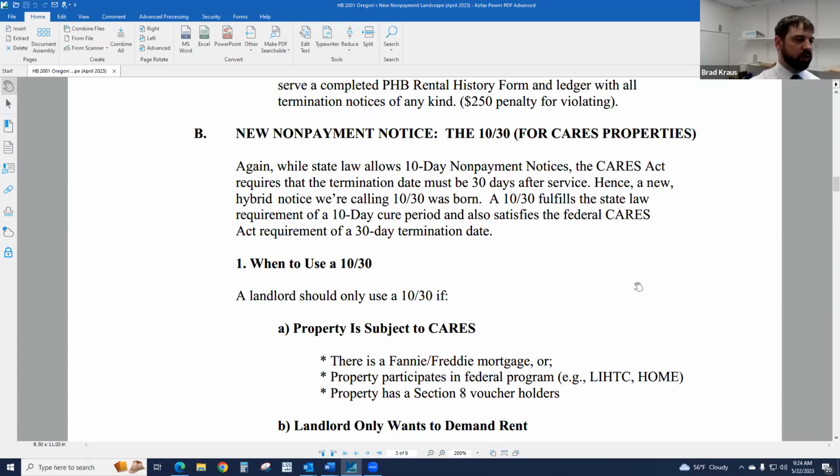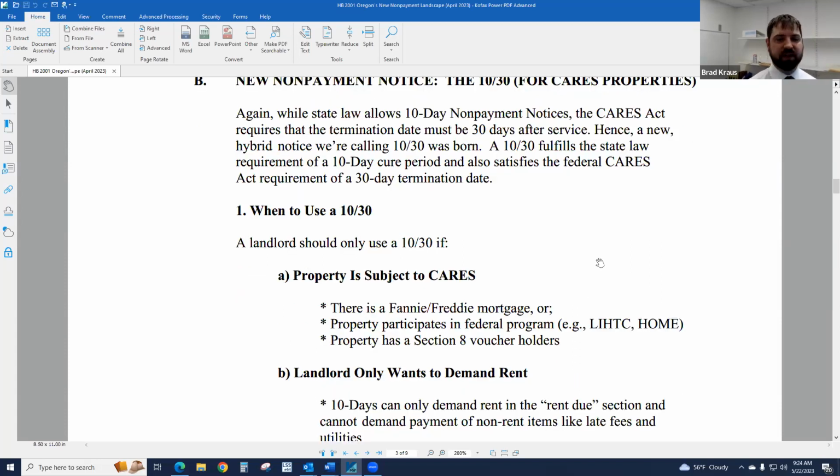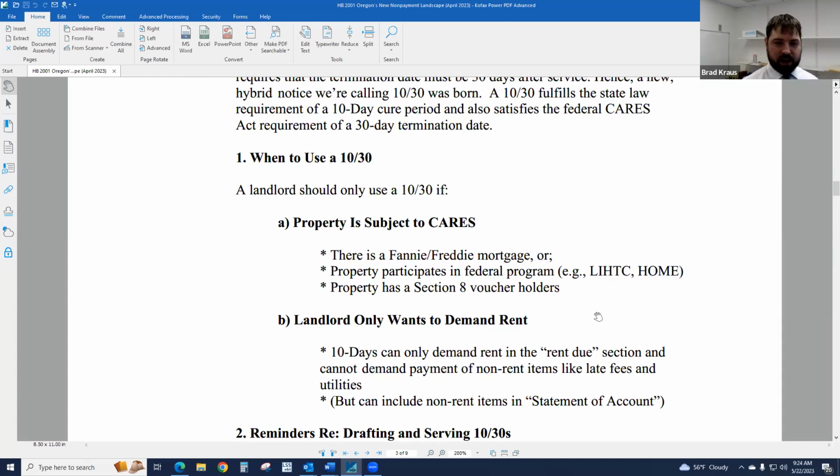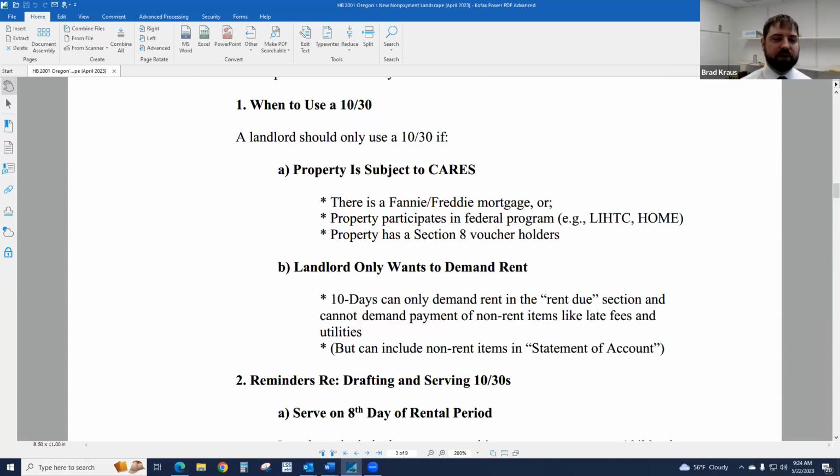So I'm really going to skip through this because, again, I don't believe that this notice has much utility, if any. Basically, what you're buying is 4 days from a cure period, but as I indicated, there is sort of a perpetual cure period now, which doesn't make a ton of sense. But that's why this doesn't have a ton of utility. Again, property subject to the CARES Act. So this would be your folks that have a Fannie or Freddie mortgage. This would be your folks with the LIHTC or the home programs, the HUD project-based things.